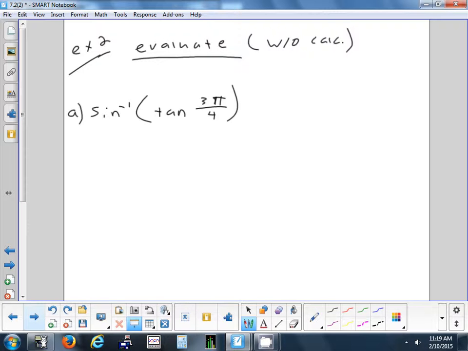Okay, this one's a little different. This one says evaluate. When they say evaluate, your answer is a number. Okay, so they want to know the number.